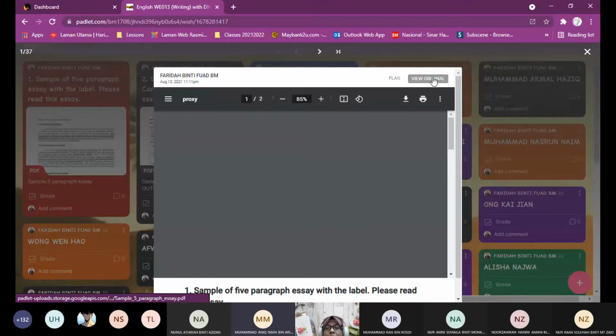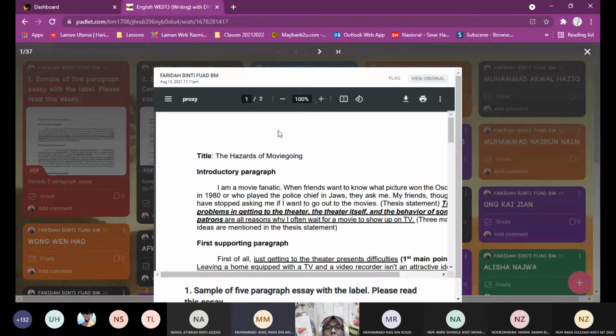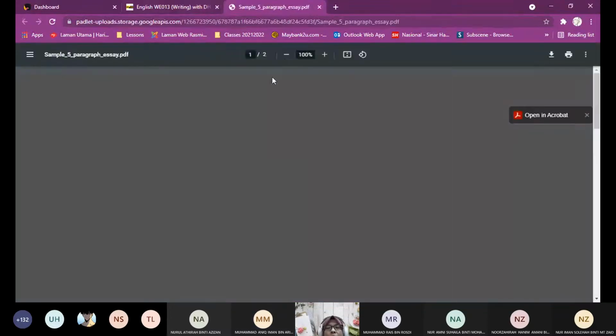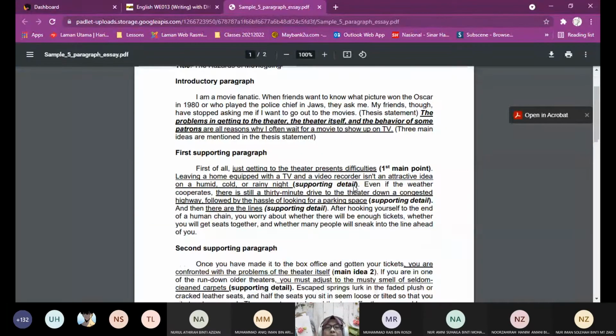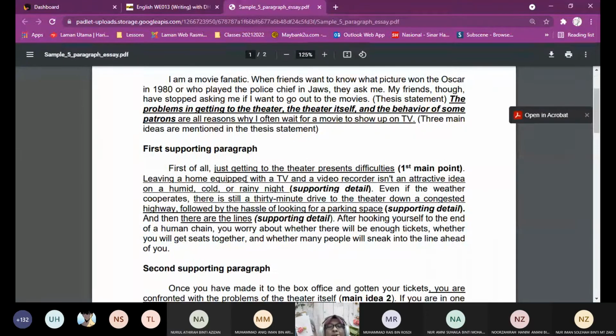Supporting details is to elaborate the point. Yes, elaborate the points. Elaborate the point just for that particular point.